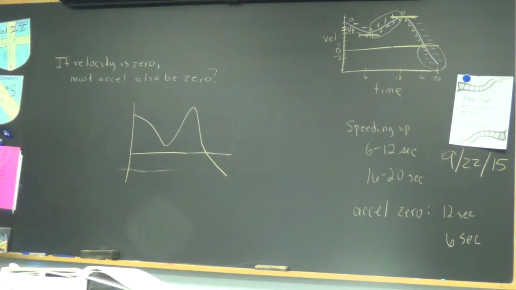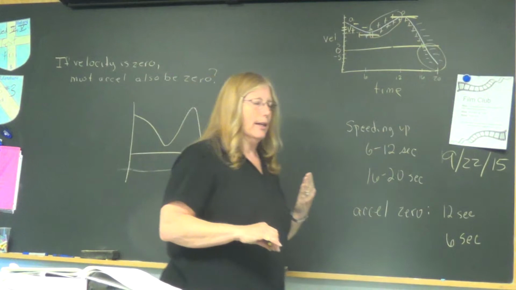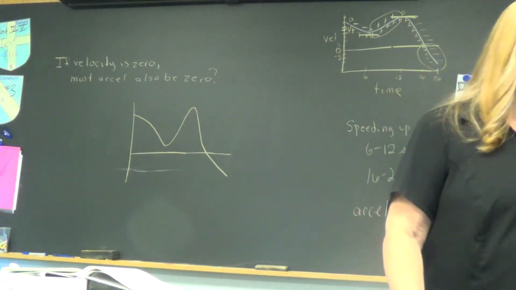So if velocity is 0, must acceleration also be 0? I'm sure you were wondering, so we're going to clear that up. Find a spot on that graph in the corner that we haven't written on yet, where velocity is 0. Put your pencil in one spot where the velocity is 0 in that graph.